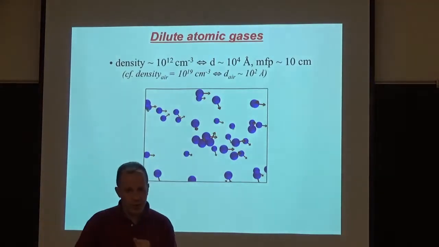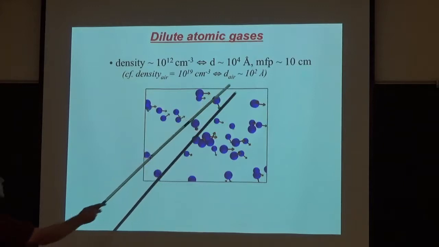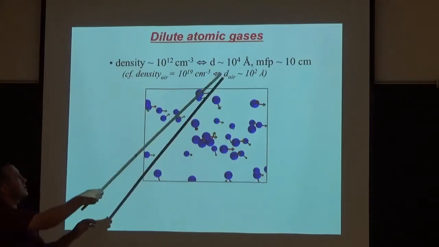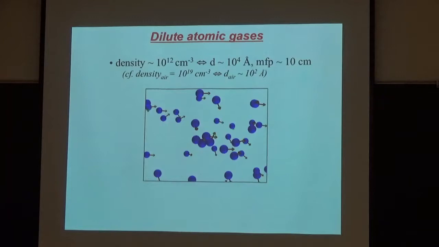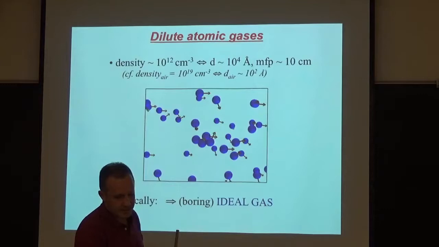And so just to drive that point home, typical systems I'm going to be talking about are incredibly dilute. Their densities are something like 10 to the 12 per centimeter cubed, which is more than 1 million times more dilute than the density of air in this room. Mean free paths are like centimeters. The distance between atoms is about 1,000 times their hard core size. Okay, so from a condensed matter point of view, that is basically as boring as you can get.